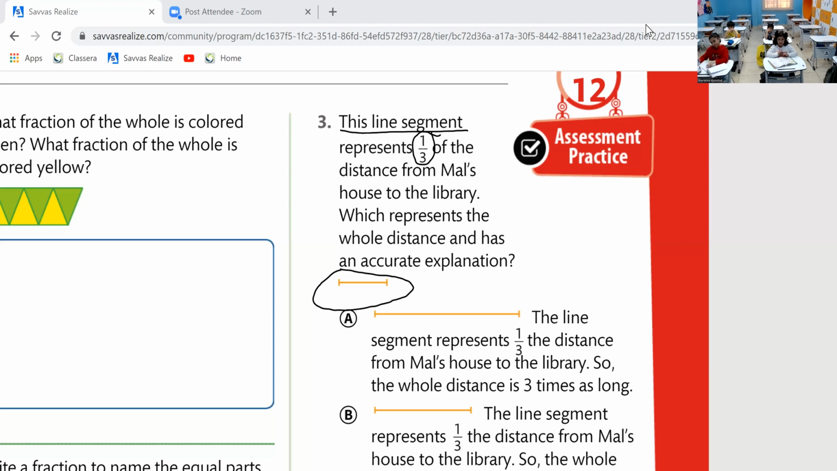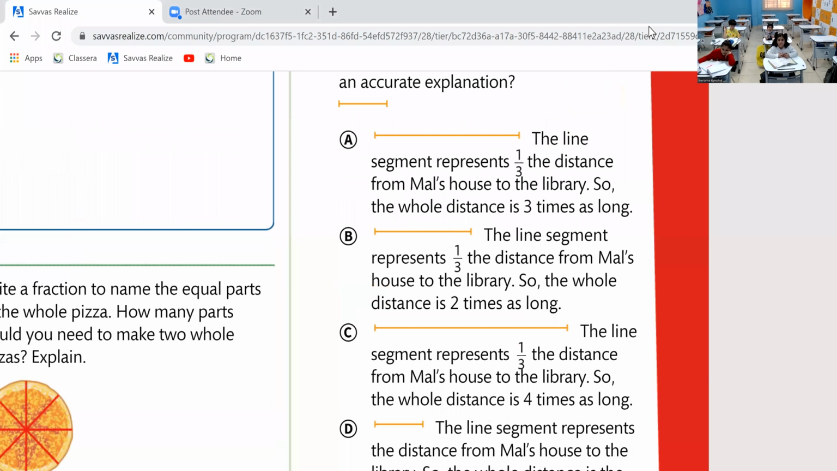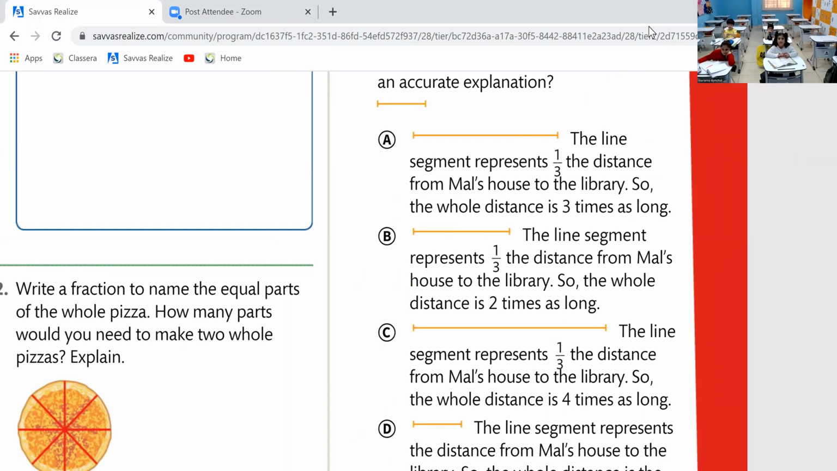Now we just go and read. Where do we have 3 times? In what answer? A. In answer A, you have 3 times as long. Can you see this? Yes. B is about 2 times. C is about 4 times.